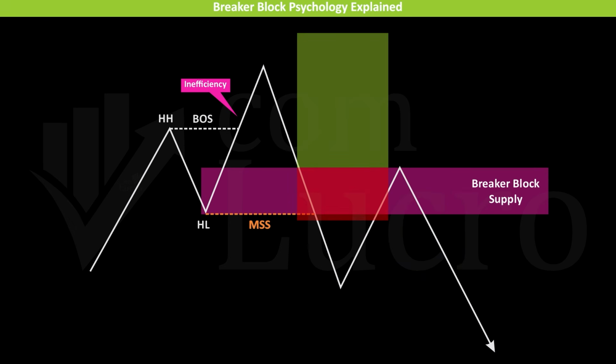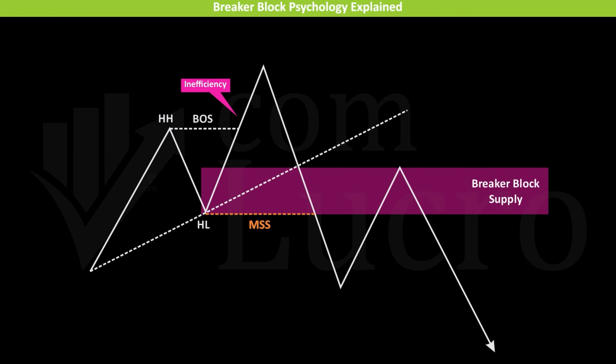Traders who went long from the original order block now find themselves trapped. They wait for price to return to break even so they can exit without taking a loss. When many long positions close in the same zone, a surge of sell orders enters the market, creating strong downward momentum. At the same time, retail traders often see the previous structure shift as a trend line breakout.